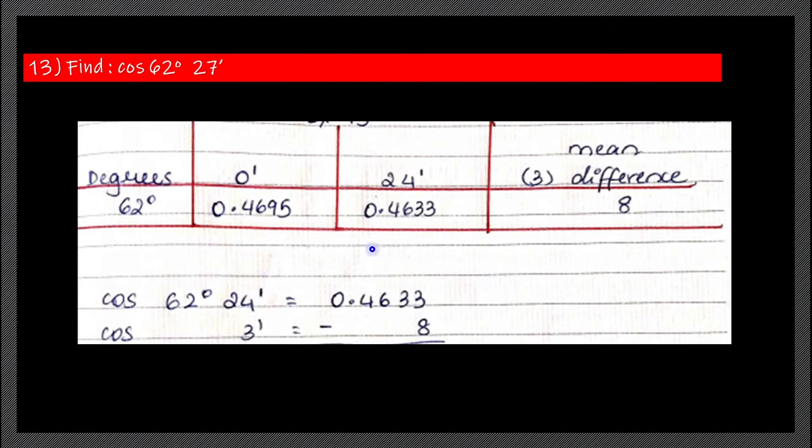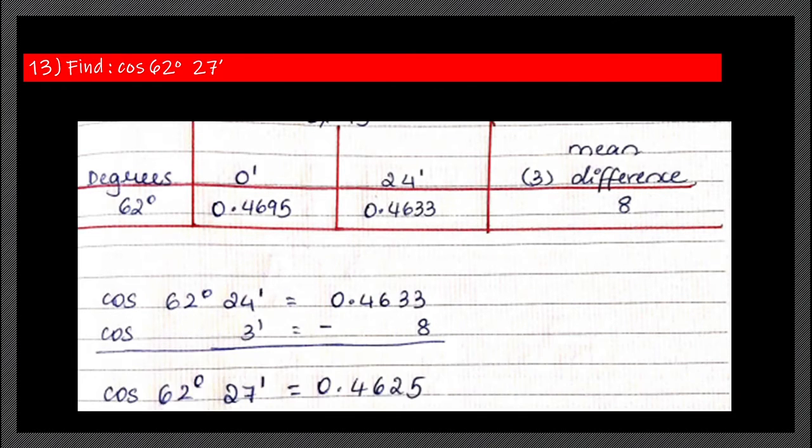So we know cos is a decreasing value. Cos has a decreasing curve. So henceforth, when you add the degrees or the minutes, the values will decrease. So the value of cos 62 degrees 27 minutes is 0.4625. This is how we use the natural sine, natural tan and natural cos tables to find the values of non-standard angles.